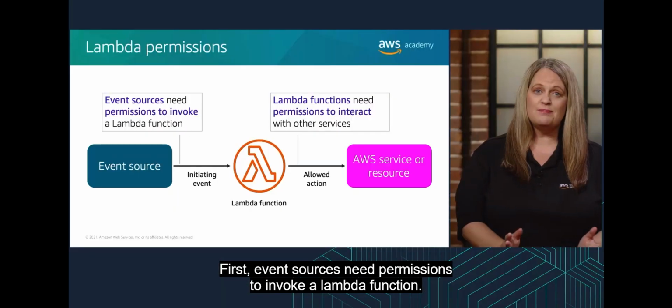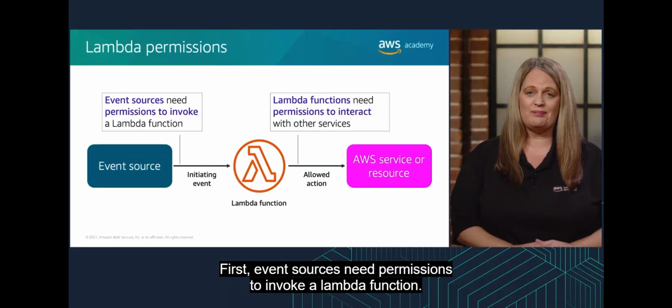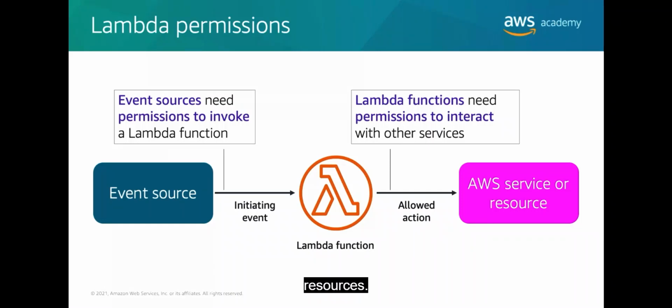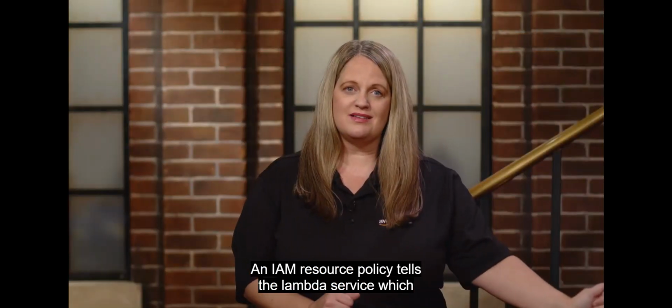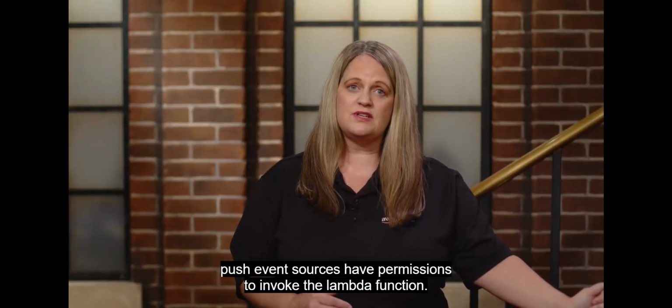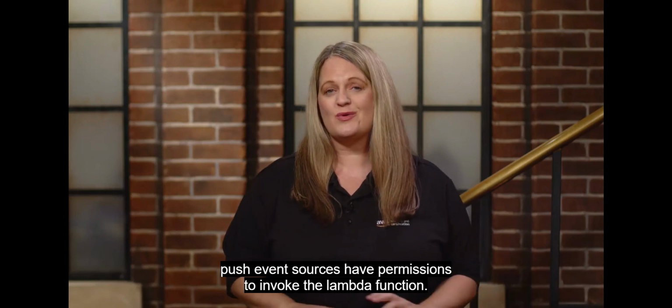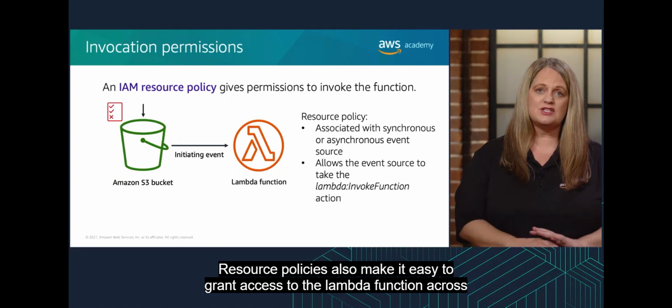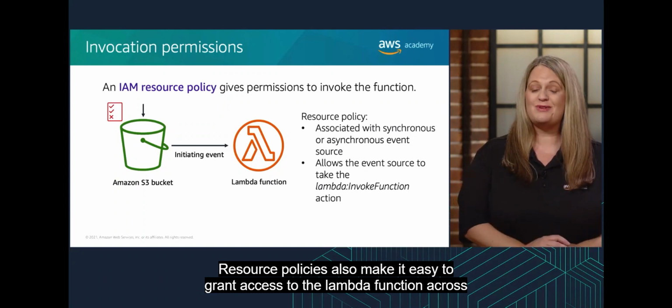First, event sources need permissions to invoke a Lambda function. Next, Lambda functions need permissions to interact with other AWS services and resources. Permissions are handled through IAM. An IAM resource policy tells the Lambda service which push event sources have permissions to invoke the Lambda function. Resource policies also make it easy to grant access to the Lambda function across AWS accounts.